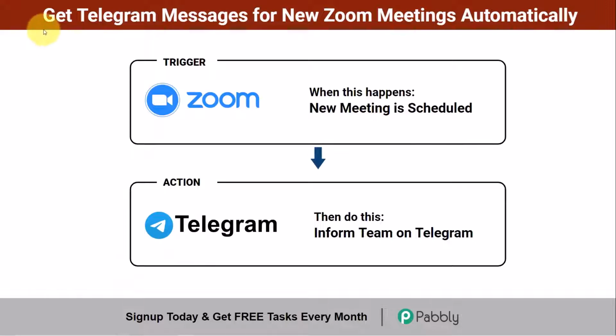In this video, I will show you how to get Telegram messages for new Zoom meetings automatically. So assume that you have created a group in Telegram with all your team members, and whenever you schedule any new meeting in your Zoom account, you have to manually copy the meeting URL, meeting date and time and share it with your team. But what if I tell you that you can entirely automate this process? Yes, you just need to schedule a meeting in your Zoom account and the details will be shared automatically on your Telegram channel with your team. So if you also want to set up this automation for yourself, come with me and I will show you the whole process step by step.